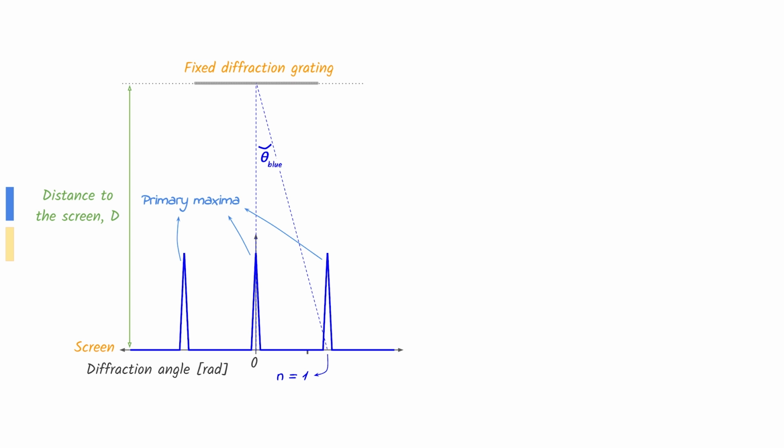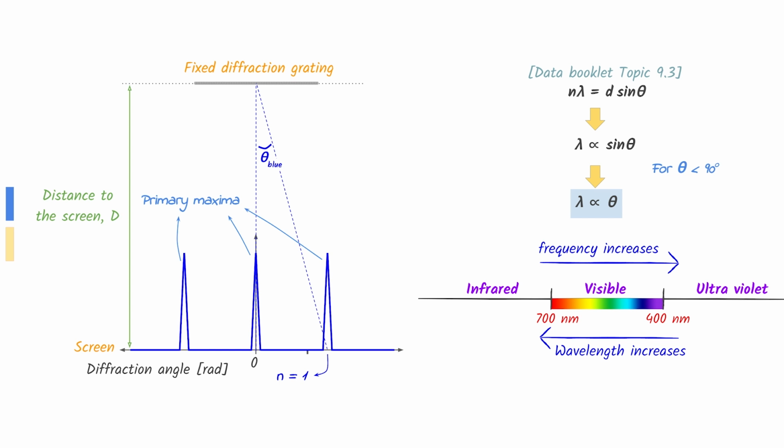Here is a diffraction pattern of blue light passing through a fixed diffraction grating. Since the slit separation is constant, we can simplify the equation given in the data booklet to the wavelength directly proportional to sine theta for the nth maximum. This relationship can be further simplified for when the angle theta is smaller than 90 degrees. We should also know by now that red light has a longer wavelength than blue light.